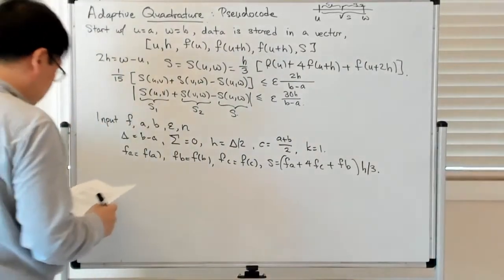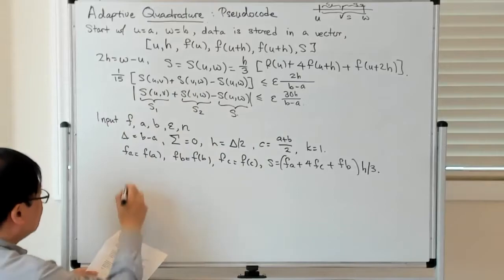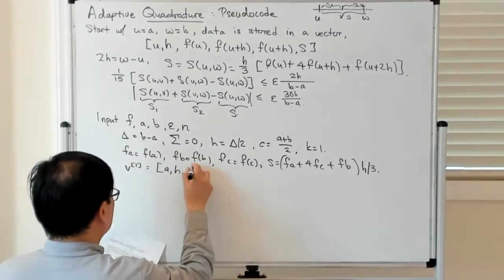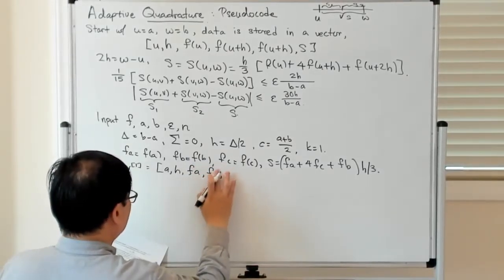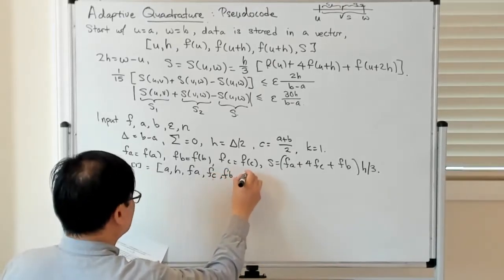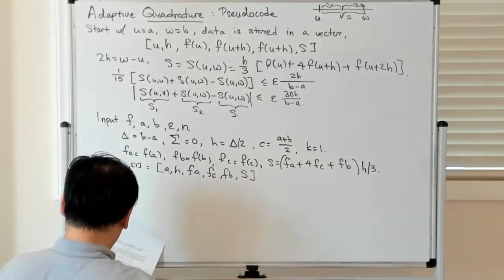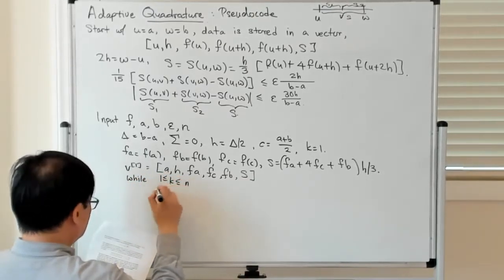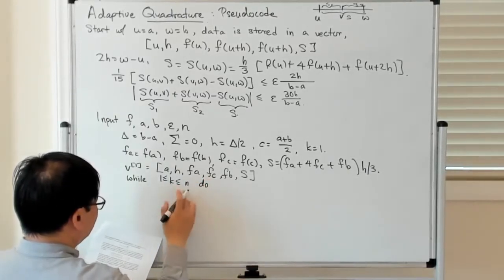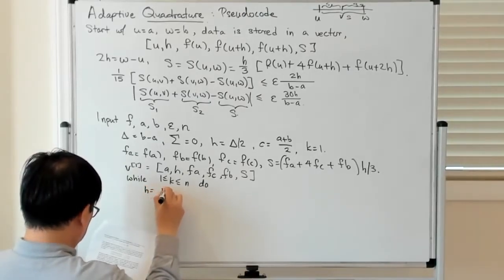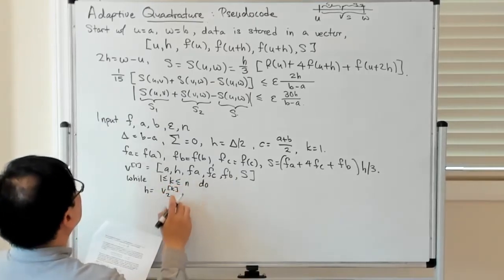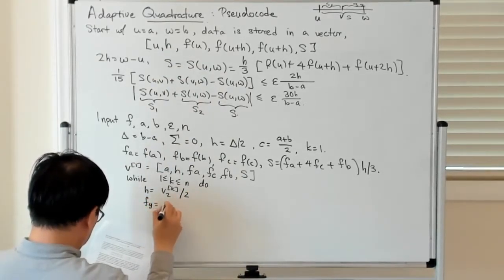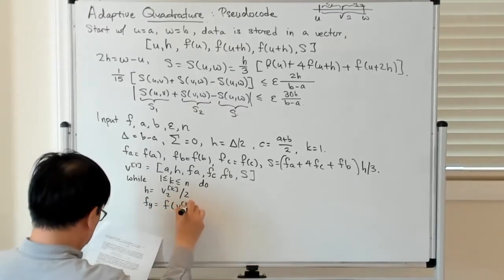Then v1 is the initial vector which contains this data: the left interval endpoint, the length of the step, the function values fa, fc, and fb, and then the computed Simpson's approximation over that interval. Then while k is between 1 and n, you do the following. So there's an upper bound on how many iterations you take. h is equal to v2k, where 2 denotes the second component, which is the step. So you just take the step and divide it by 2. fy is equal to v1k plus h.